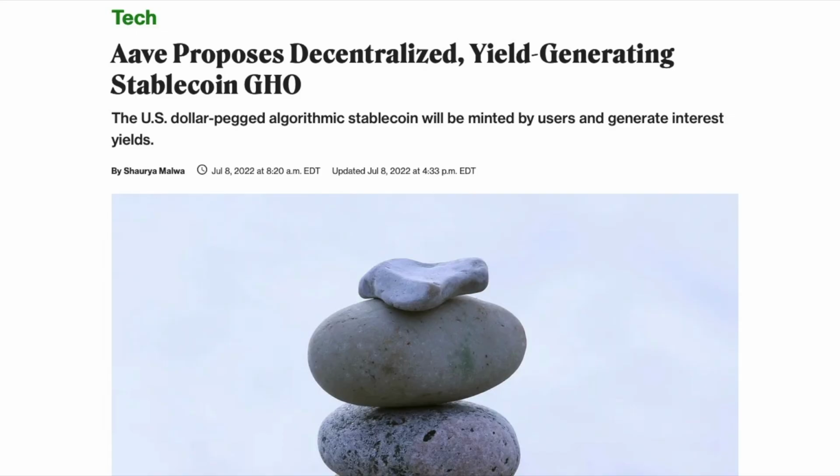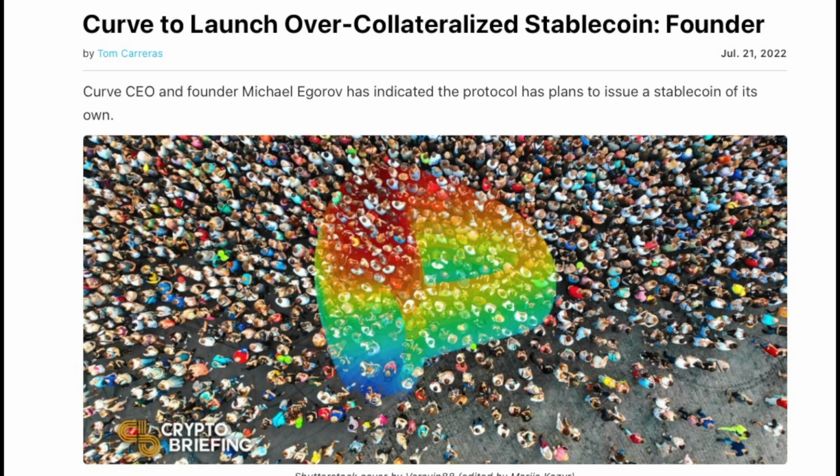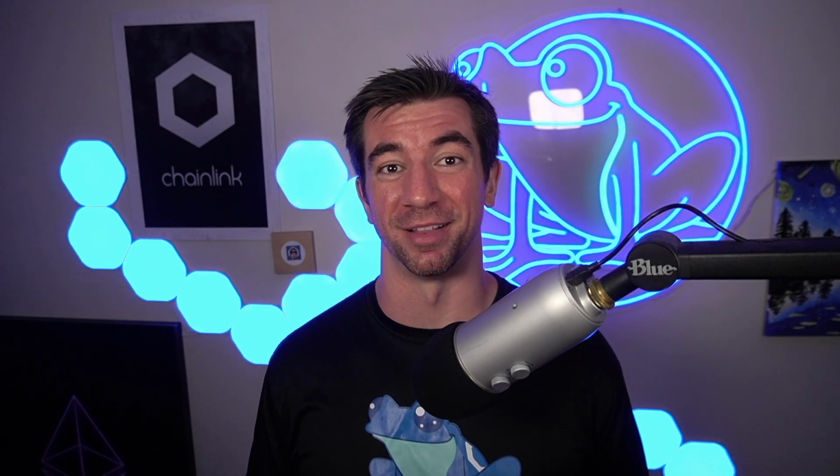And Aave and Curve, both looking to launch their own stablecoin soon, is going to be really interesting as well. So we'll just have to see how these unfold. I do think, though, that we are going to get better and better at creating these stablecoins because we do need them. They are important.